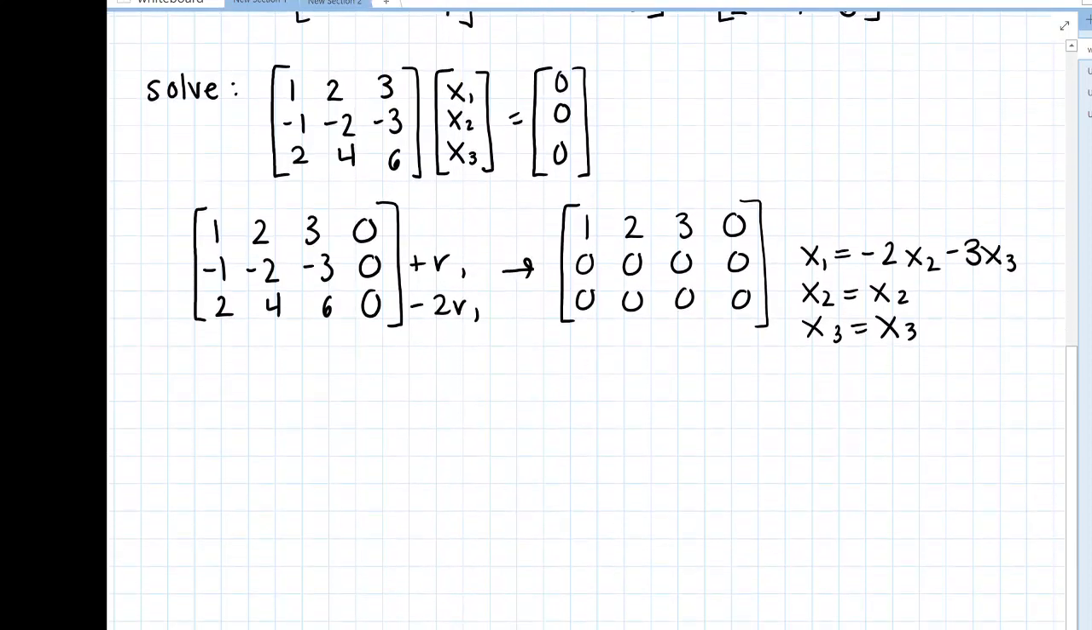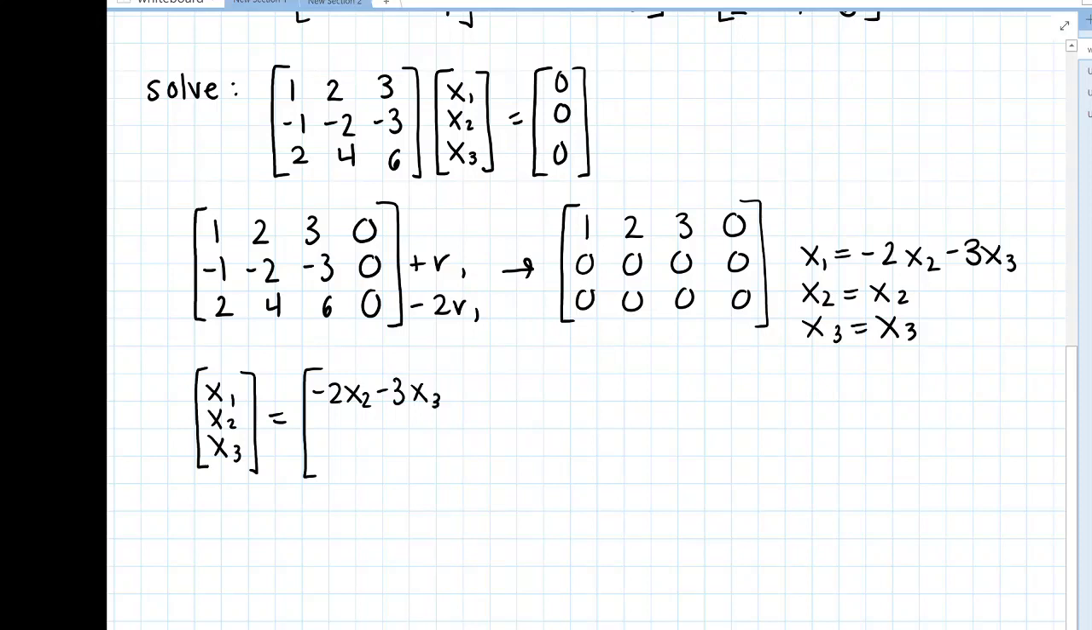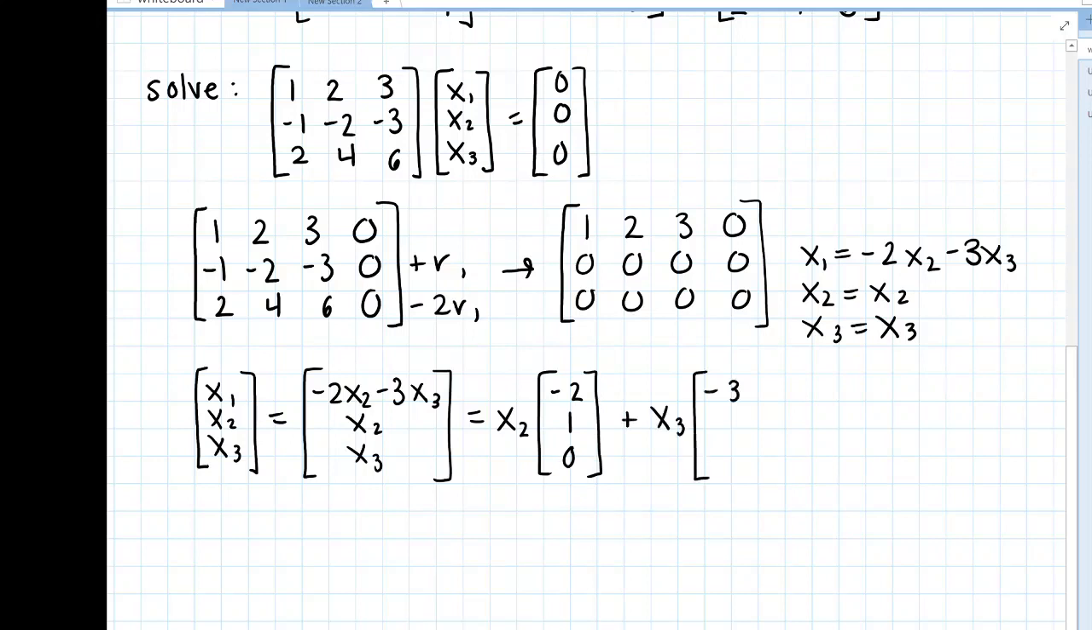And so if we keep going with this, we find that our solution vector can be written as negative 2x2 minus 3x3, x2, x3, and then we split that up in the same way that we always do with this parametric vector form. So we can pull out an x2, and we get negative 2, 1, 0, and then we have x3 times negative 3, 0, 1.